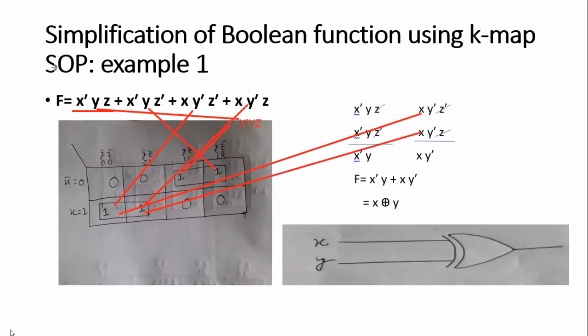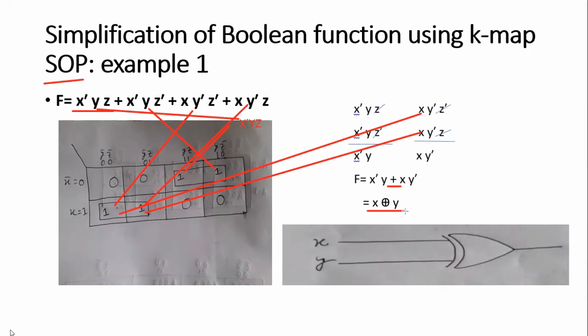Now, what is written in the example? Sum of products form. Even if it is not written, you have to make it sum of products form, because you have to understand it by seeing the function. X prime Y is a product, and X and Y prime is also a product. So we make it a sum of products. Shortly, instead of this, we can write X XOR Y.